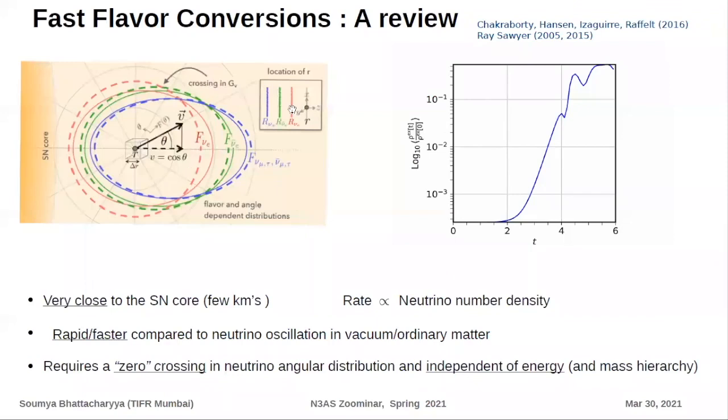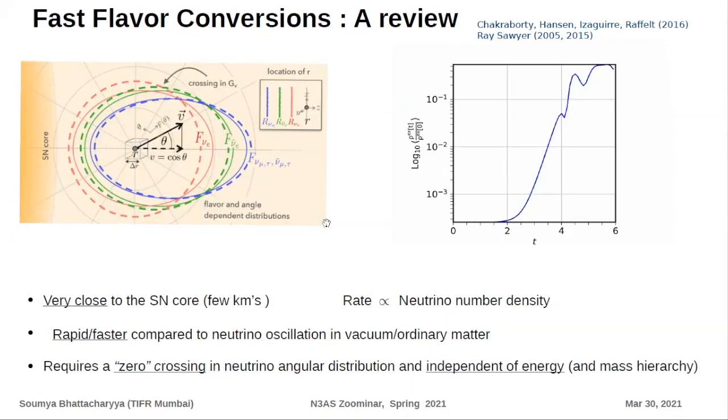Okay, to give a review of what is fast flavor conversion, typically these are flavor conversions of neutrinos which happen very close to the supernova core, around a few kilometers. It happens at a rate which is typically proportional to the neutrino number density, the amount of neutrinos present in the core, and the rate is typically very fast compared to the usual neutrino oscillation that we see in vacuum or ordinary matter.